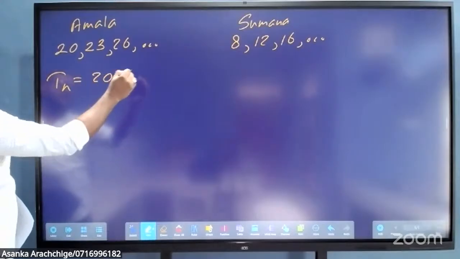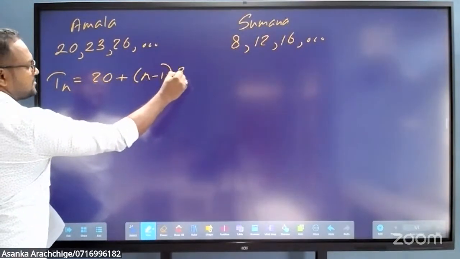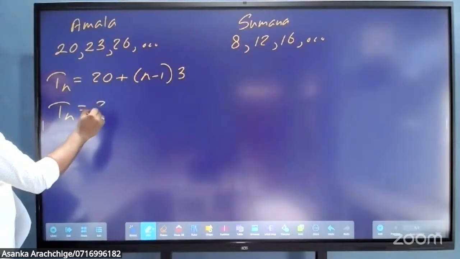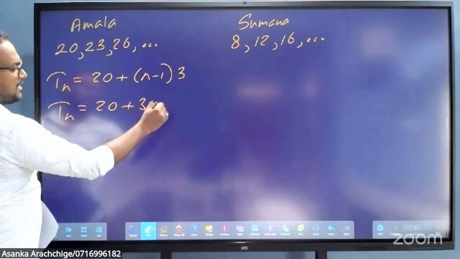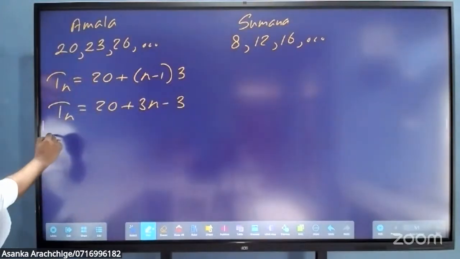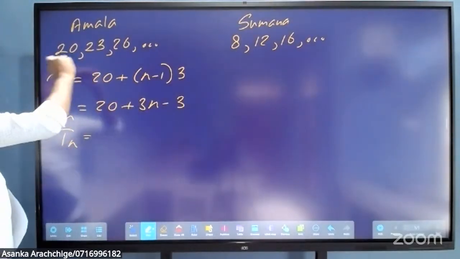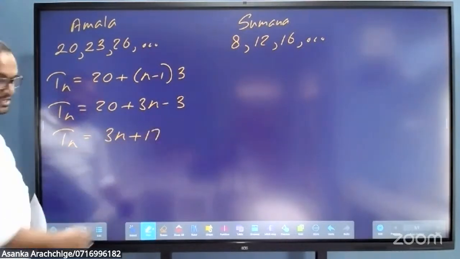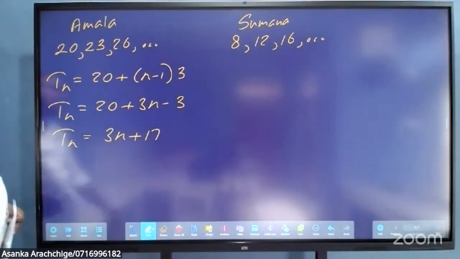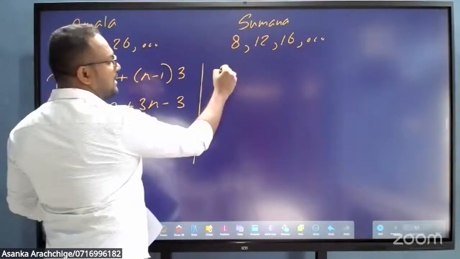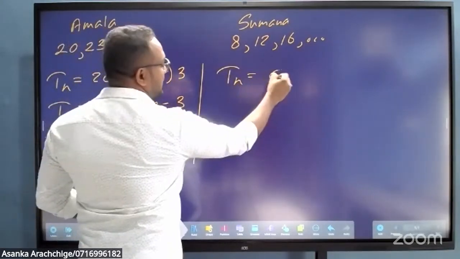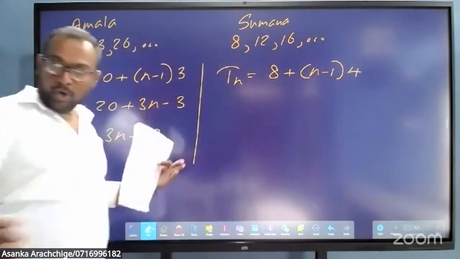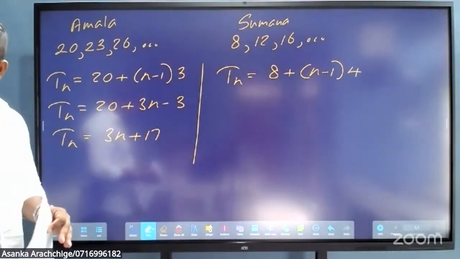20 plus n minus 1 times 3. Tn of the pattern of Amala is 20 plus 3n minus 3. The general term of the pattern of Amala is 3n plus 17. Clear? The general term of the pattern of Sumana, Tn, is a plus n minus 1 times 4, because both are arithmetic progressions.